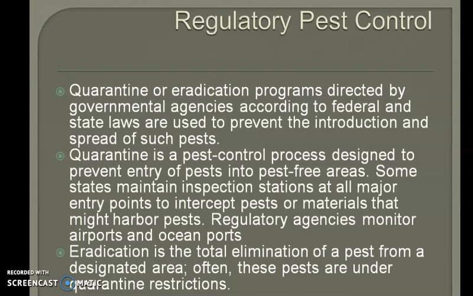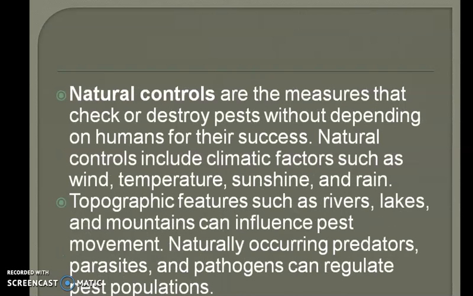And eradication is the total elimination of a pest from a designated area, and often these pests are under quarantine restrictions. Okay, now let's see what the natural controls are. These are the measures that check or destroy pests without depending on humans for their success. Natural control includes climatic factors such as wind, temperature, sunshine and rain. Topographic features such as rivers, lakes and mountains can also influence pest movement. And naturally occurring predators, parasites and pathogens can regulate pest populations.